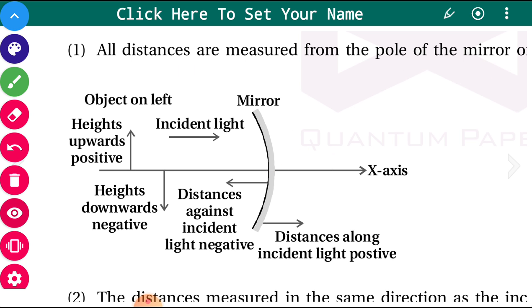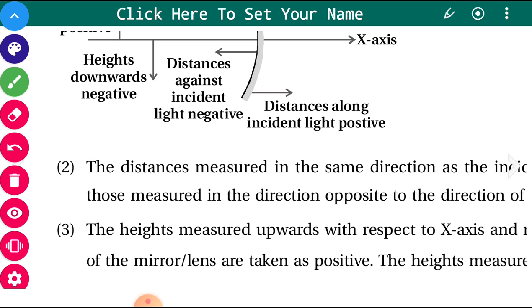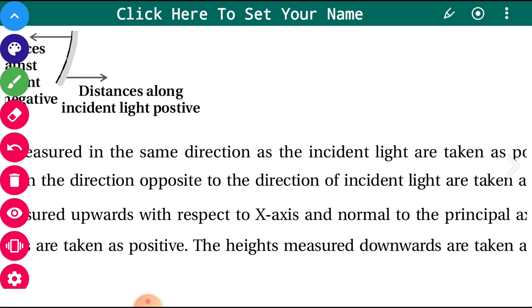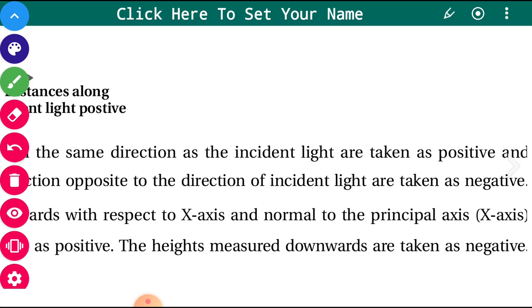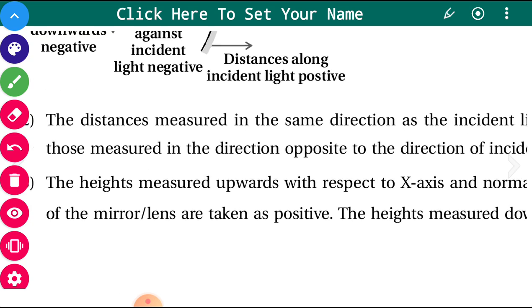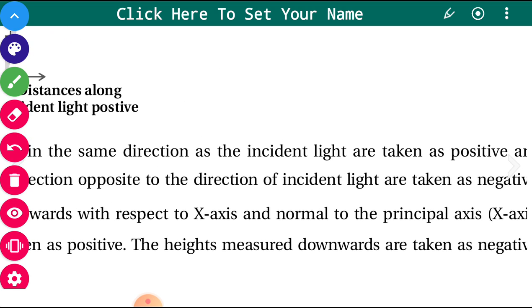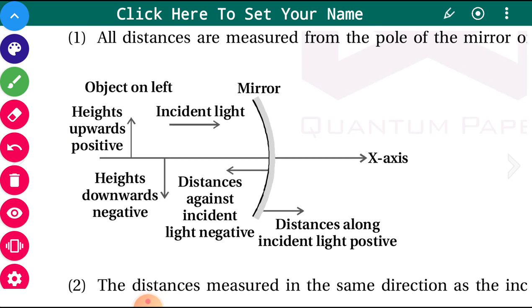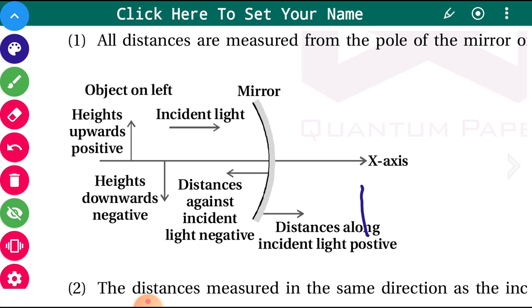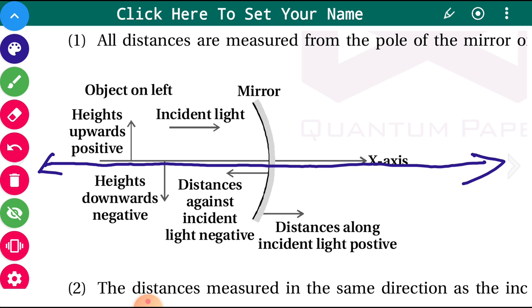Now the distances measured in the same direction as the incident light are taken positive, and those measured in the direction opposite to the direction of incident light are taken negative. So try to understand this part. You just have to consider the axes of our graph. This you consider as the x-axis. This is for remembering the sign, and this is the y-axis.